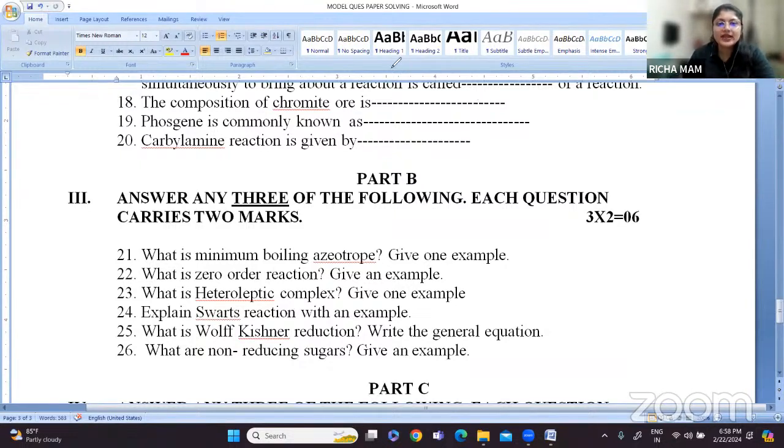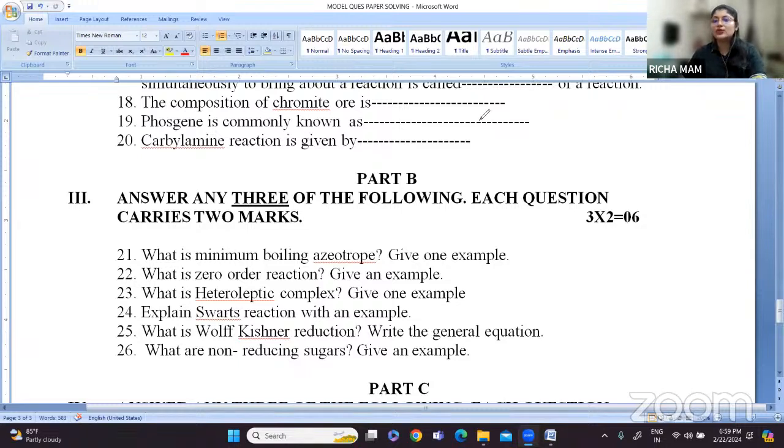Explain Swarts reaction with an example. What is Swarts reaction, students? Swarts reaction is used to get alkyl fluorides from alkyl chlorides or alkyl bromides.